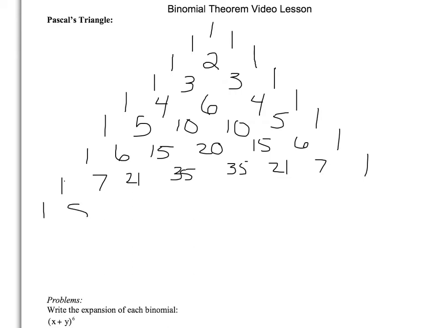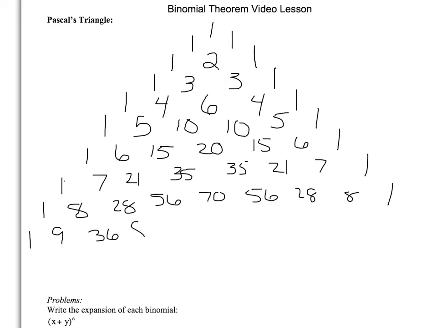1. 1 and 7 is 8. 7 and 21 is 28. 21 and 35 is 56. 35 and 35 is 70. And then it repeats. 56, 28, 8 and 1. 1. 8 and 1 is 9. 8 and 28 is 36. 28 and 56 is 84. 56 and 70 is 126. And then it repeats. 126, 84, 36, 9, and 1.